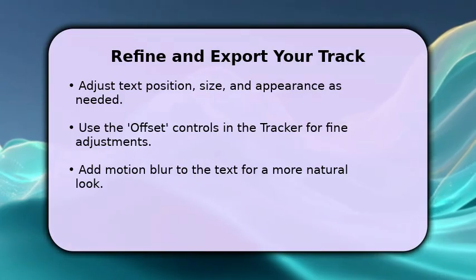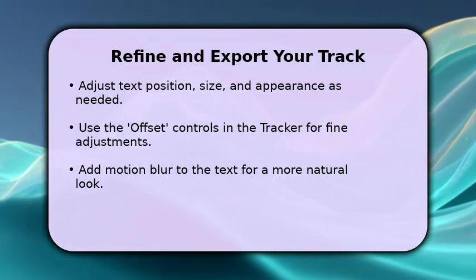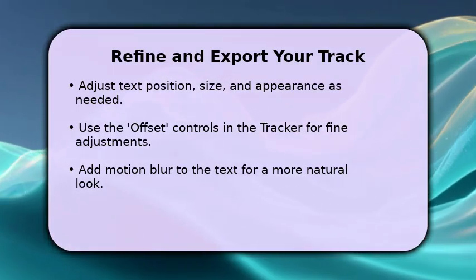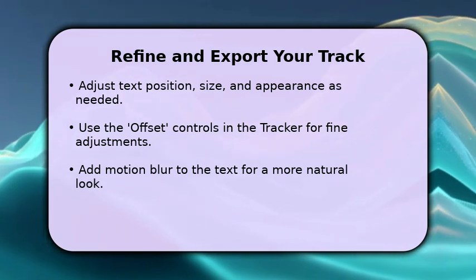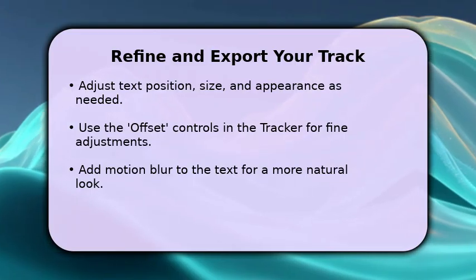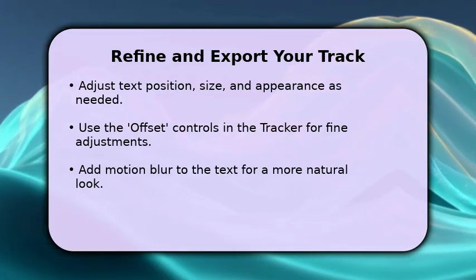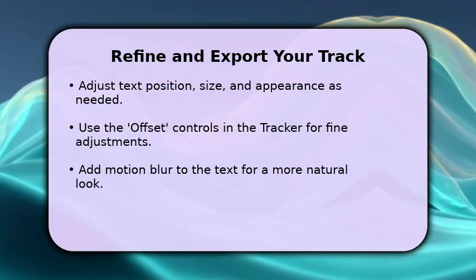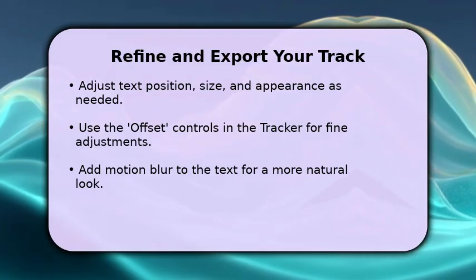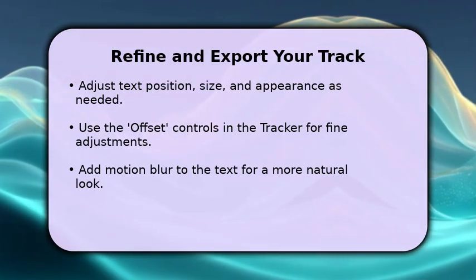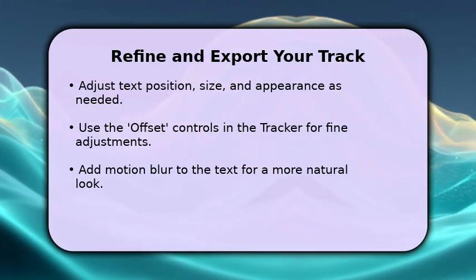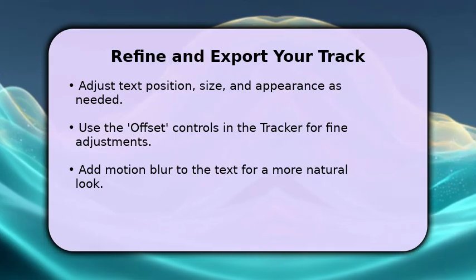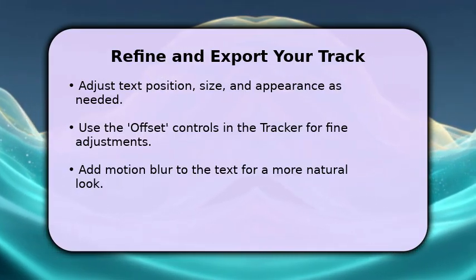Finally, let's refine your tracked text. You can adjust the text's position, size, and font within the text plus node. If the text isn't perfectly aligned, use the offset controls in the tracker node to make small adjustments. Consider adding a slight motion blur to your text to blend it more naturally with your moving footage. Once satisfied, render your composition. This method provides a robust and precise way to track text in DaVinci Resolve for any project.